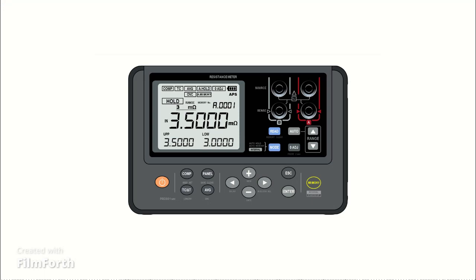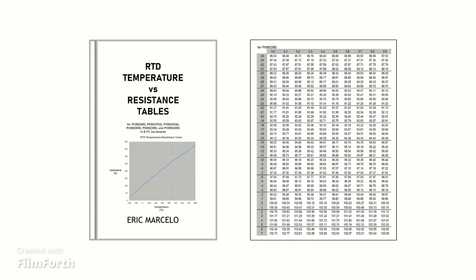The first instrument we're going to talk about is the resistance meter, also called the ohmmeter. These devices only measure resistance and do not convert the resistance to the equivalent temperature. To find the equivalent temperature, you will need to use an RTD temperature versus resistance table. These are documents that will allow you to look up the temperature and find the resistance of the RTD at that temperature. You can also use it in reverse. You look up the resistance and find the temperature that represents that resistance.